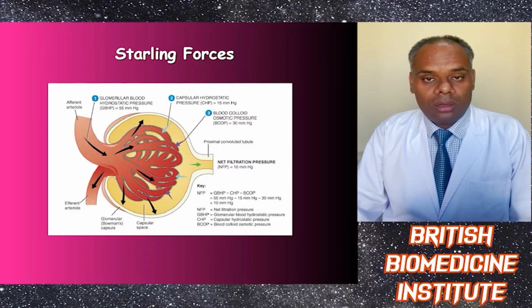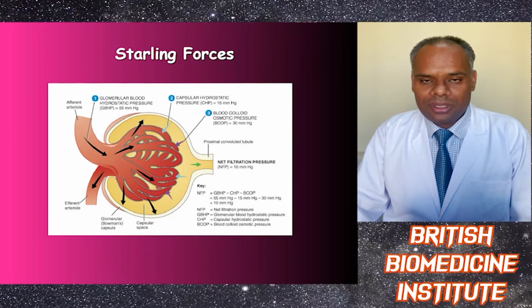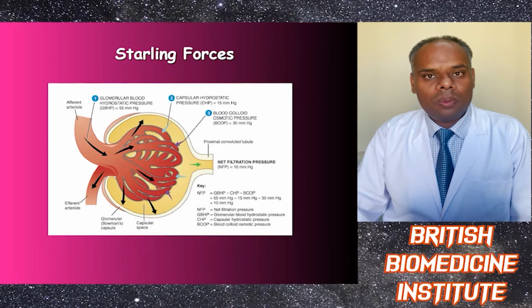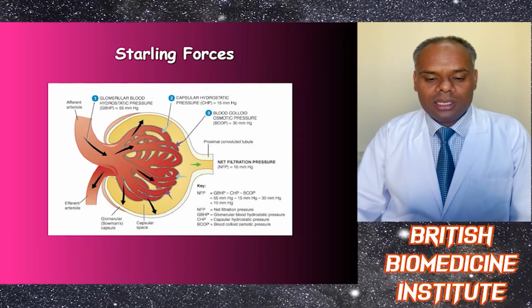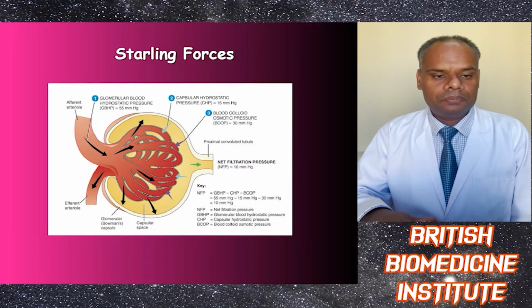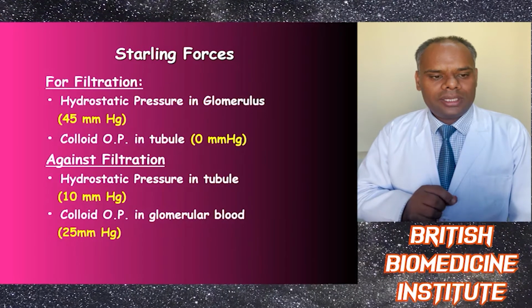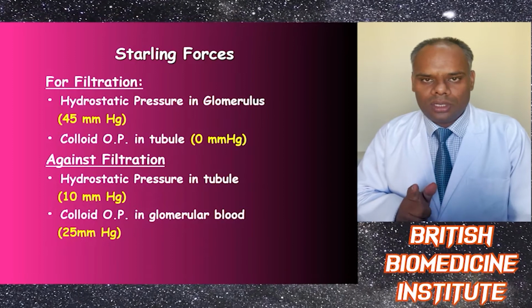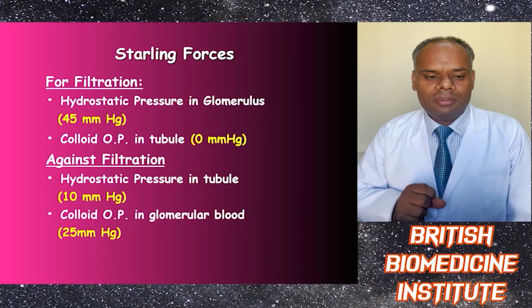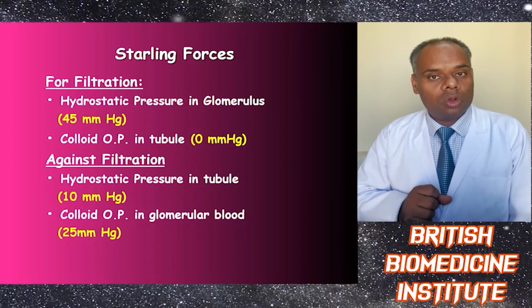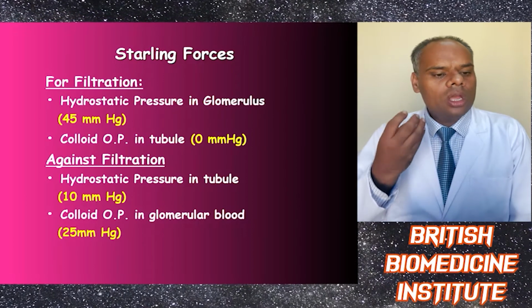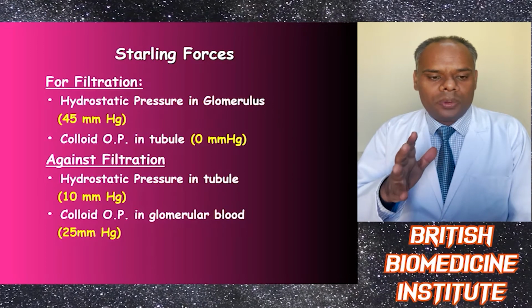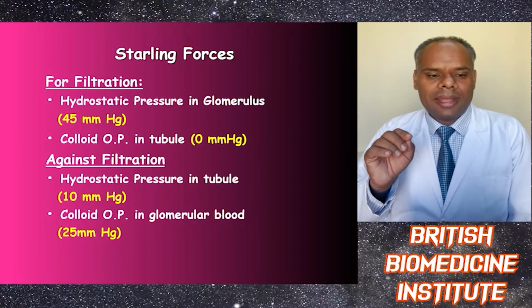GBHP is the glomerular blood hydrostatic pressure, CHP is the capsular hydrostatic pressure, and BCOP is the blood colloid osmotic pressure. For filtration, the Starling forces help. There will be a hydrostatic pressure in the glomerulus ranging from 45 mmHg, and the colloid osmotic pressure in the tubules is 0 mmHg.